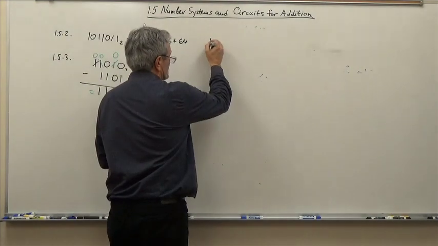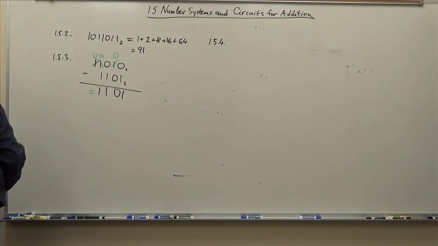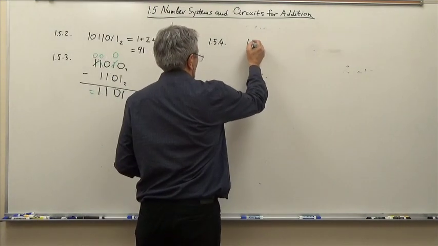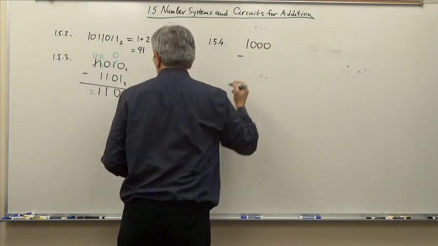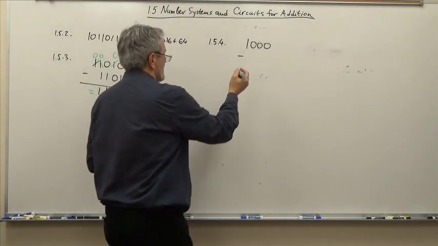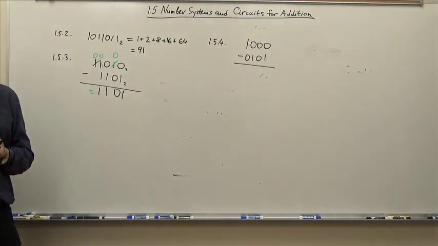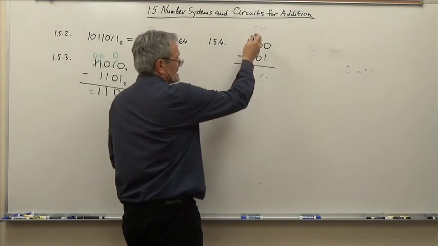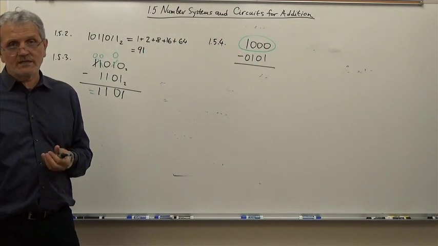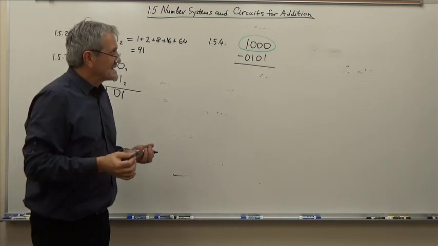This is a very important problem. It's not just an exercise. We need to develop a trick that will be very useful later on. So it will be 100 minus 0101. Please pay attention to what's so special here. The special thing is that this number has a very special structure. It starts with 1 and has all the zeros below.